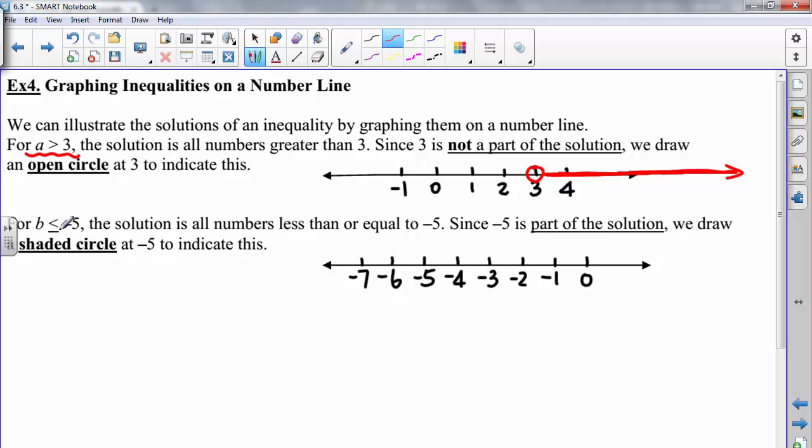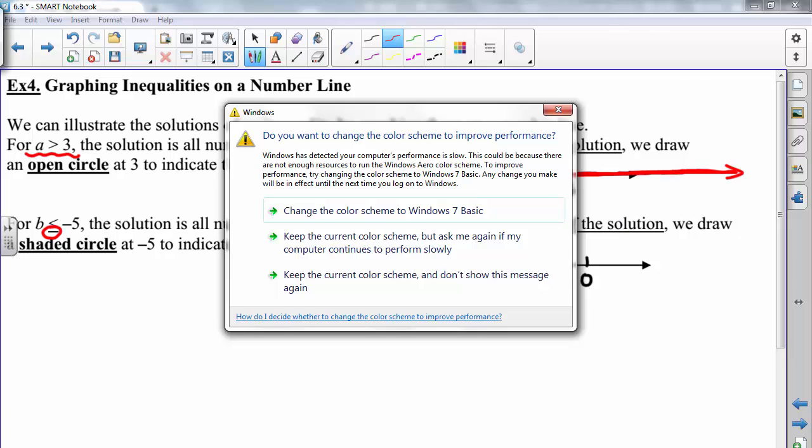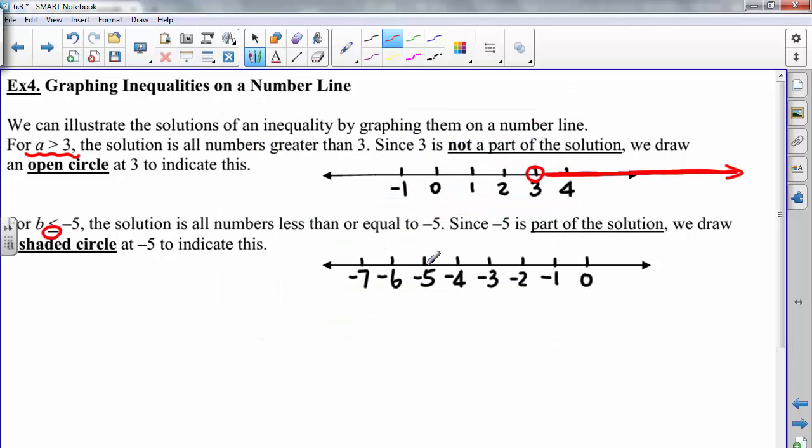For B is less than or equal to -5, in this case, I have the equal sign in this inequality. This inequality shows the solution should be all numbers less than or equal to -5. Since -5 is a part of the solution, we can draw a shaded circle, or a closed dot, to represent that -5 is in the shaded region on the number line. The rest of the numbers should be less than -5.